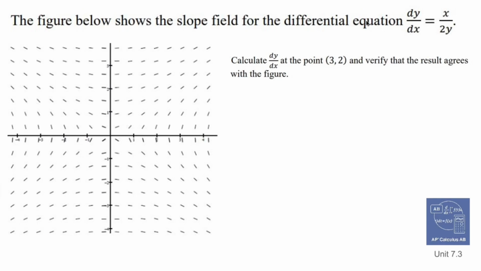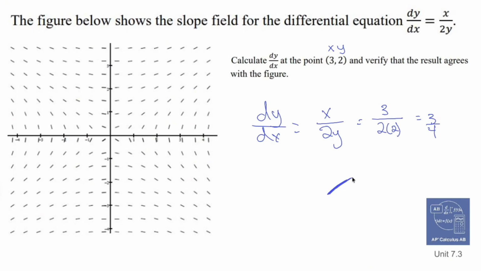All right, so this is my point. We'll label the x, we'll label the y. That's my differential equation, dy/dx equals x over 2y. Let's replace that x with 3 and that y with 2, so we get 3 over 2 times 2, which is 3/4. So we're looking at a positive slope a little bit more shallow than 1.